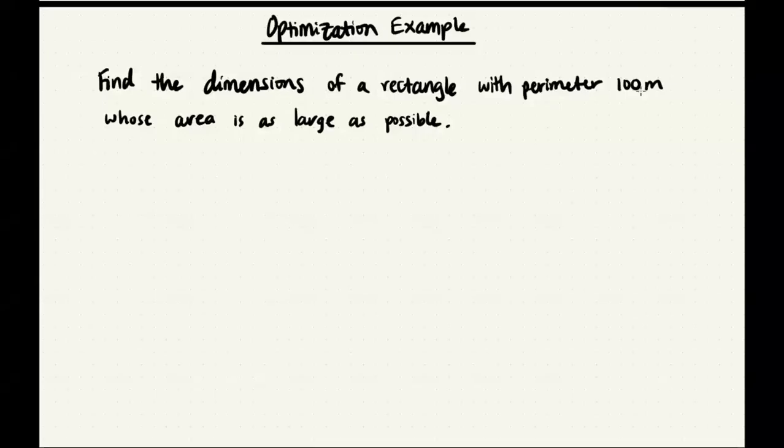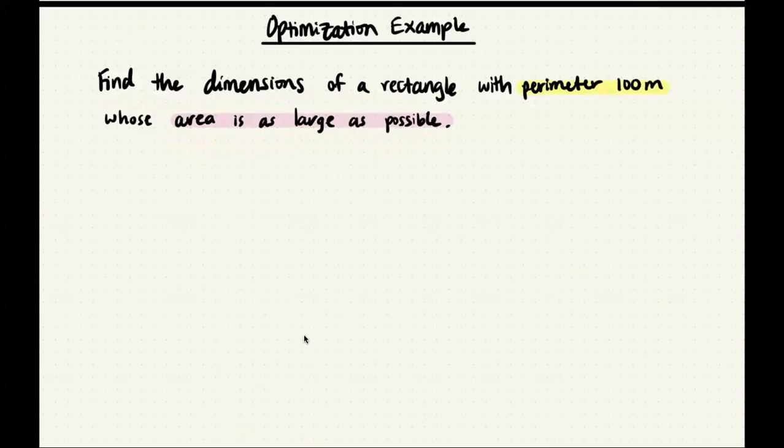Okay, we're going to go ahead and solve this optimization problem where we're finding the dimensions of a rectangle whose perimeter is 100 meters and whose area is as large as possible. Now on an exam or maybe in a homework assignment or something similar, I'm not necessarily going to tell you that the problem is an optimization problem.